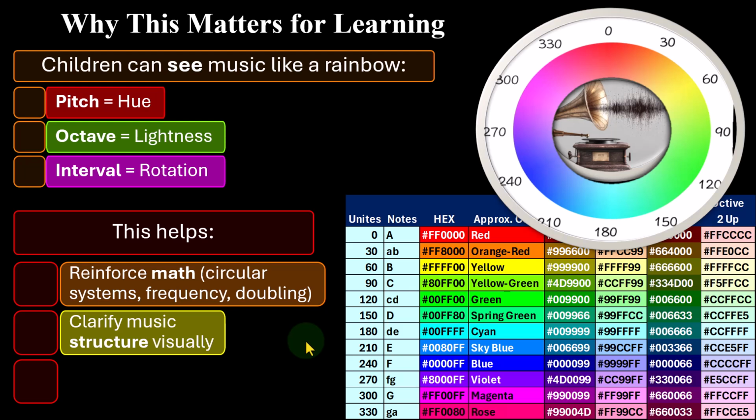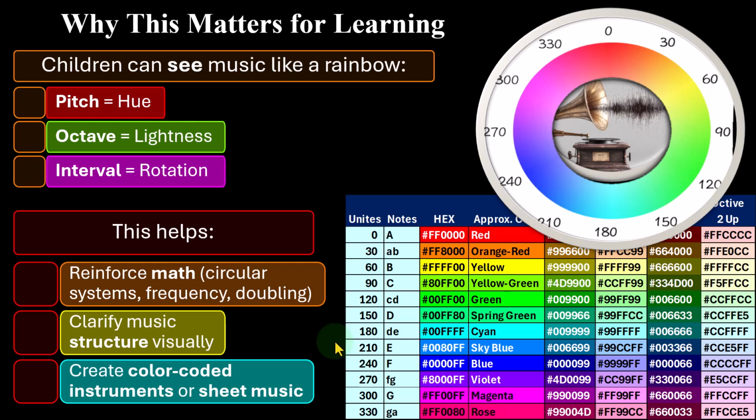Really, I mean, seriously, I'm an accountant, and accounting is not as good as music to make an Excel worksheet with. Music is at least as good as debits and credits to make an Excel worksheet. So clarify music structure visually, and create color-coded instruments or sheet music. And again, whenever I say color-coded, because of the political environment I happen to be in, California in the United States, I feel like there's some kind of political thing there.